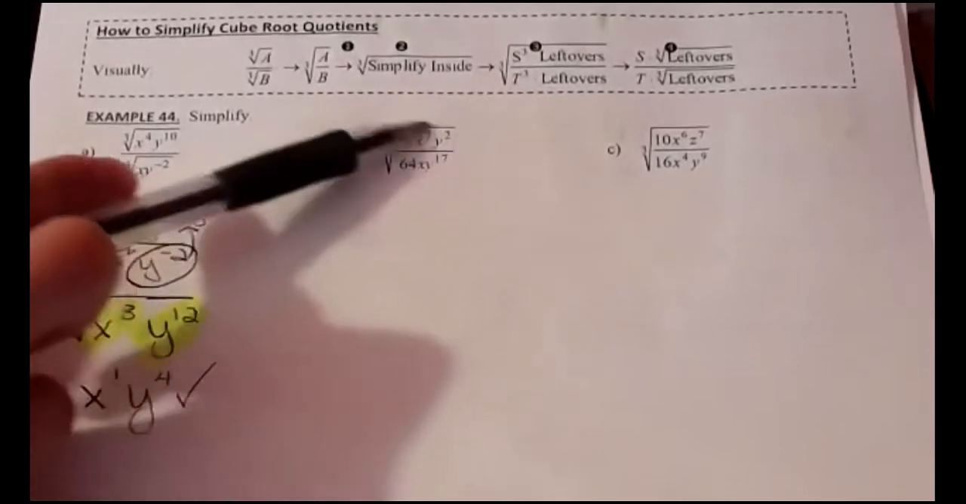Take a moment, each one of you, take a look at part B. Simplify the fraction first. I want you to simplify the fraction first. That's all. Leave the cube root there.